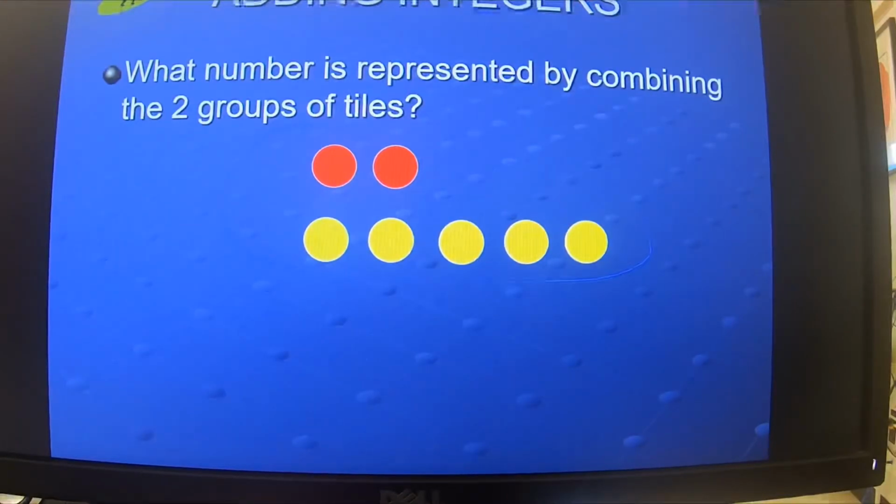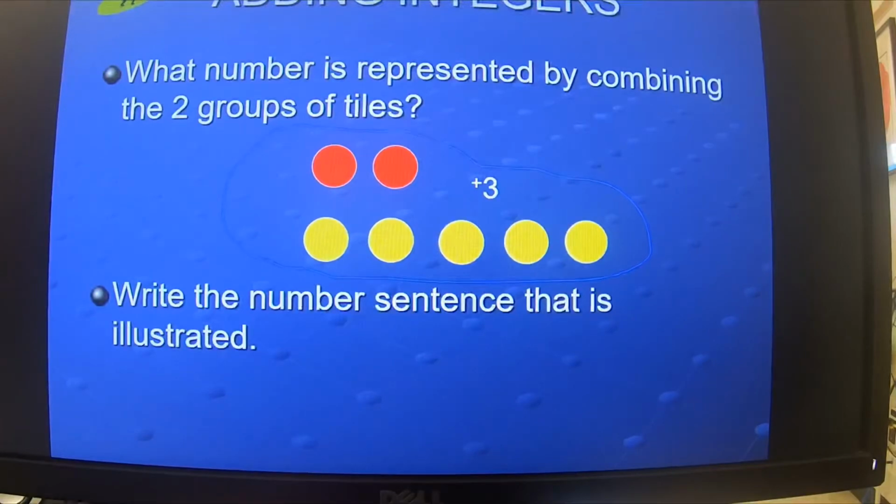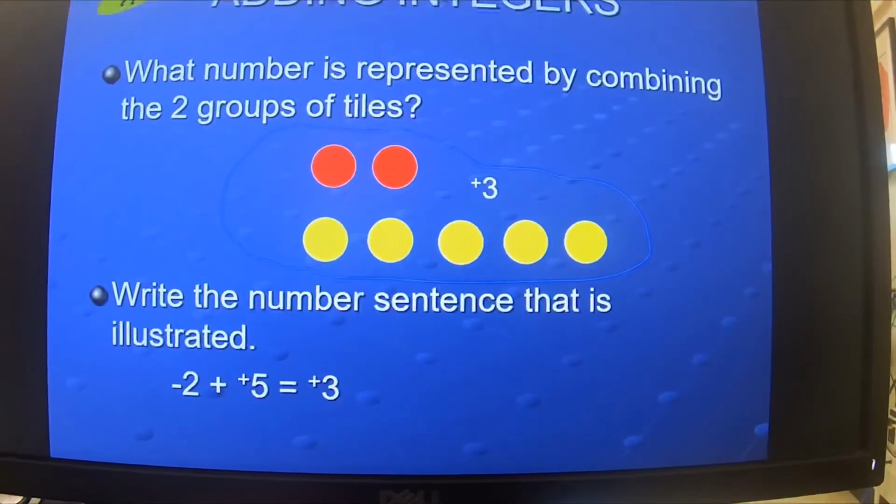I would start with the red. And I'd look at this and I'd say, okay, the answer is positive 3, because we know that the two sets of negative chips cancel out. But if I was going to write this, I would write it as 2 negative chips, or negative 2, plus 5 positive chips, or positive 5, equals 3 positive chips, or positive 3. So writing an addition statement is just looking at the model and writing out what addition statement is being represented.